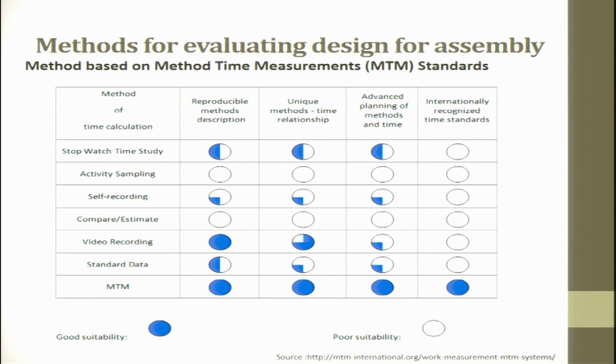So this tells the different ways in which the measurements are calculated: stopwatch study, activity sampling, self recording, that means on the helmet you can have a camera, then compare and estimate, video recording, standard data which is available in the books, then MTM study, method time measurement study. Here it gives good reproducibility, time relationship is very good, advanced planning of methods it can help, and it is internationally recognized as a time standard. So this is design for assembly, another technique which we are using.